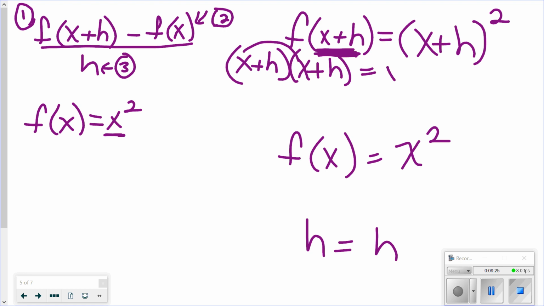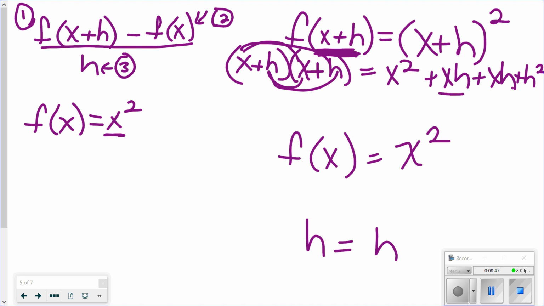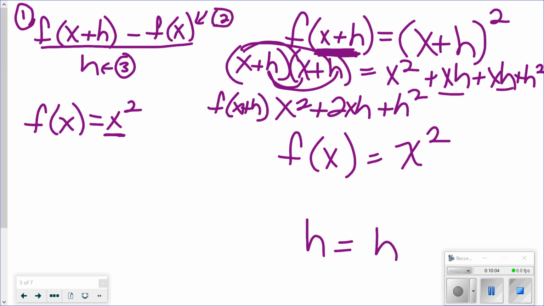So x times x is x squared. X times h is xh. H times x is also an xh, or an hx, however you want to say it. And h times h is h squared. Okay, that's our f of x plus h. We do need to combine like terms though. So we have x squared plus 2xh plus h squared. That is our final f of x plus h after we worked it all out.